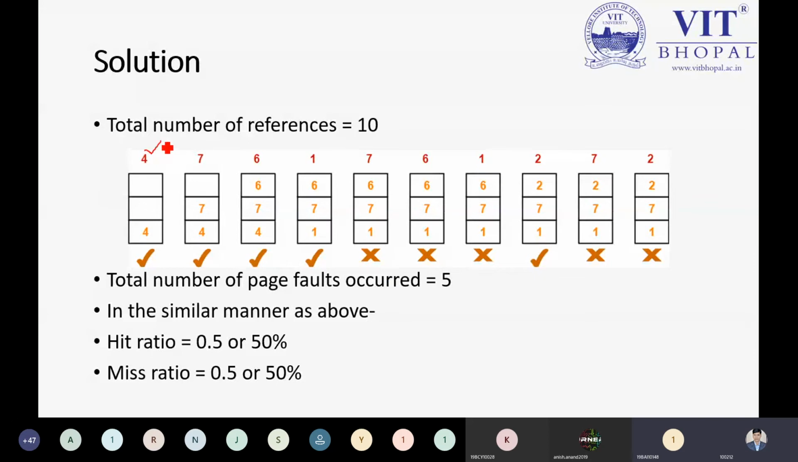4 will come, 7 will come, 6 will come. So there is no problem over it. 4, 7, and 6. When the 1 will come, so 4 is what happened. 4 is for the longest period not being used, so that it will be used.